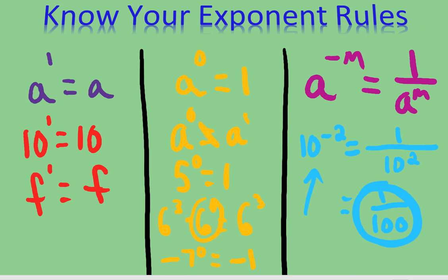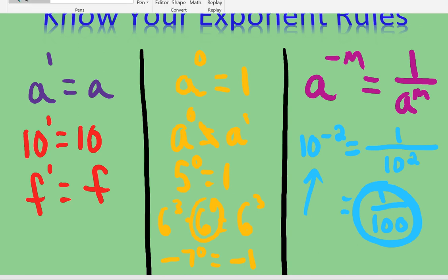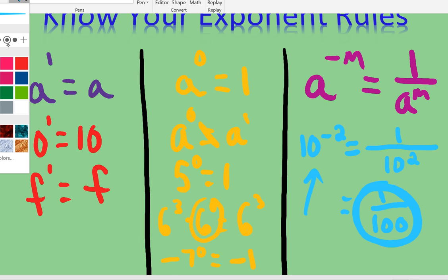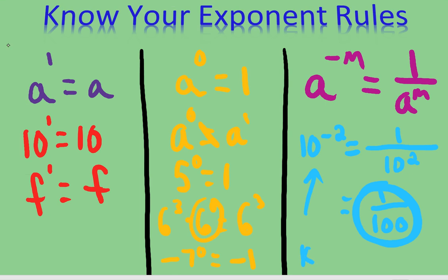If it was a variable, just real quick, if I had k to the negative 3, you put your fraction symbol, put k to the third in the bottom, put a 1 in the top. 1 over k to the third. All right?